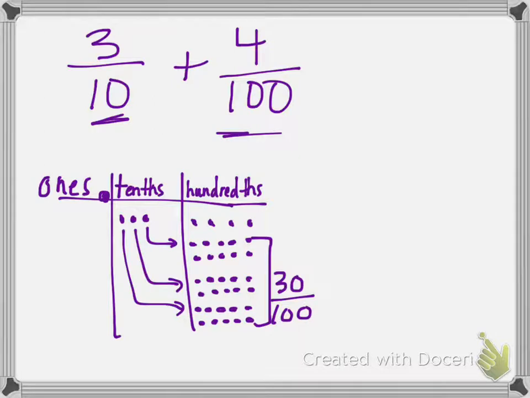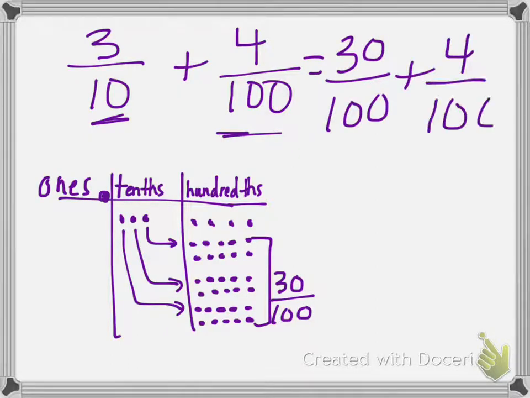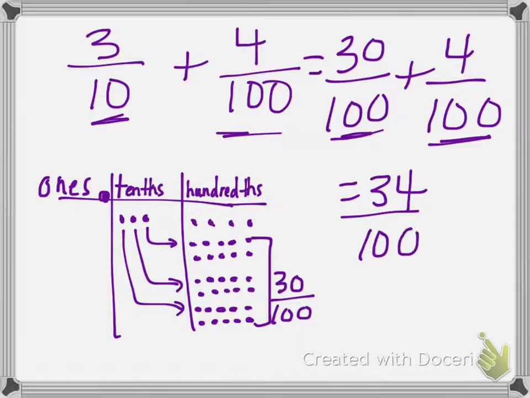Plus I already had 4. So I'm going to rewrite that equation as 30 hundredths plus 4 hundredths. Okay, and now that I have hundredths and hundredths, I can add the numerators: 34 hundredths, and write that as a decimal. 34 hundredths.